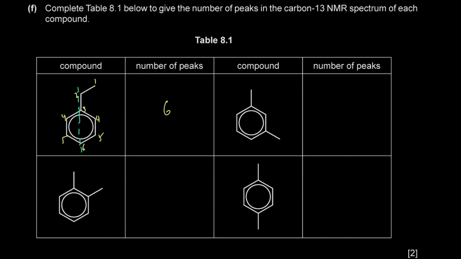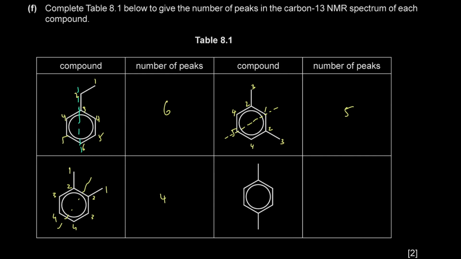If you look at the compound on the top right, we have a line of symmetry here. So we have one carbon here, then these two are identical, these two are identical, that's 3, then 4, and then 5. So we have 5 peaks. Then over here, we have again a line of symmetry right here. So these two are identical, that's 1, 2, and then 3, and then 4. So we have 4 different peaks.